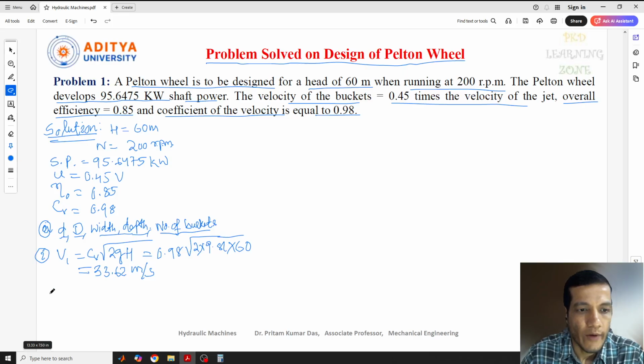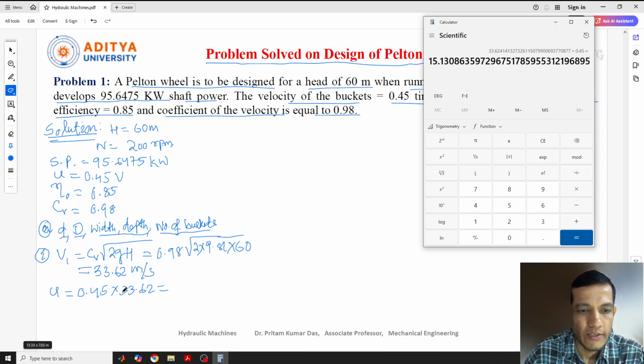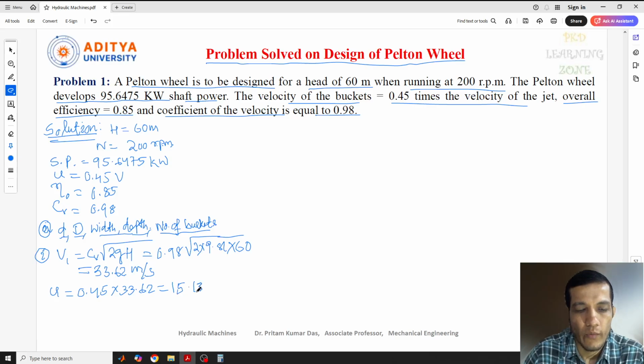Now we need to find out U value because U is given, 0.45 times the jet velocity. So this is 33.62 into 0.45, you will get 15.13 meter per second.